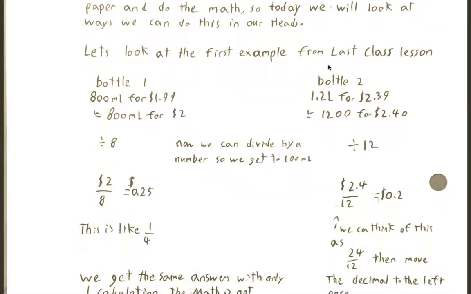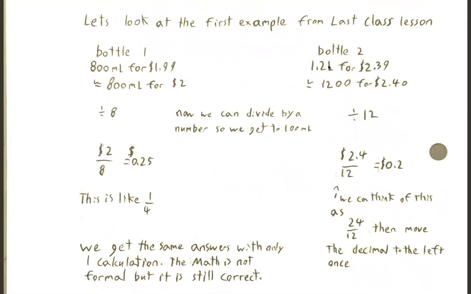So we got 2.4 divided by 12. Now we can think of this as 24 divided by 12. We're dividing by half of 24, so 12. That's just going to leave us with 2, because 12 times 2 is 24. So 24 divided by 12 is 2. Sorry about that. And then we move the decimal place to the left. So this is going to give us just 20 cents, or 0.2 of a dollar.